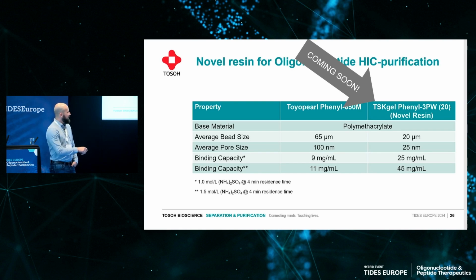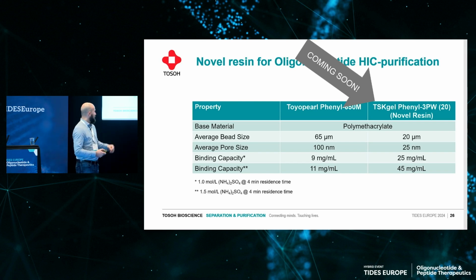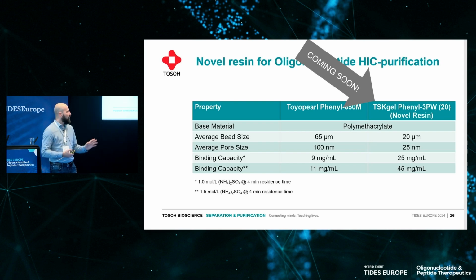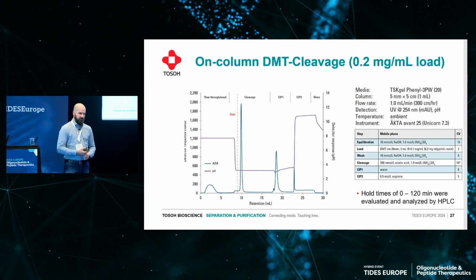But again, the idea behind decreasing the pore size is, you can imagine if there are more small holes in a particle, it just creates more accessible surface area. And we can see this in the binding capacity. Looking at 1 molar ammonium sulfate, we were able to roughly increase the binding capacity by a factor of 2.5. If we go to 1.5 molar ammonium sulfate, we were able to increase it by a factor of 4 to 4.5. Now let's have a look at this resin in action.